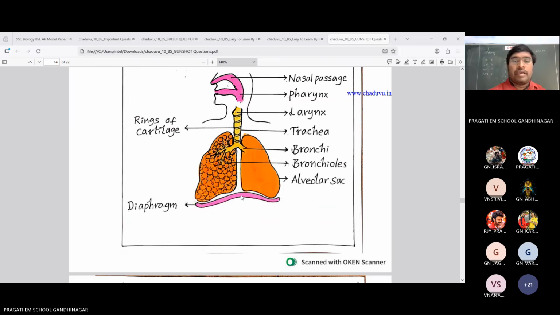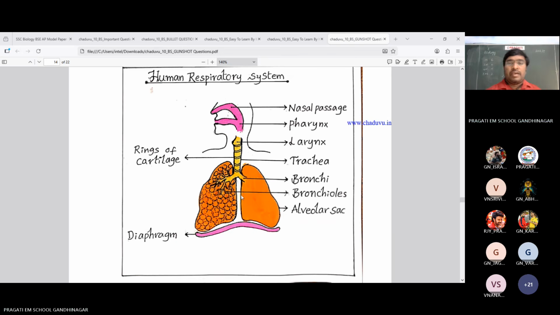Now, the respiratory system. In the respiratory system, the diagram is also very, very important. In some of the papers, they used to ask, explain the human respiratory system. Human respiratory system, along with the diagram, explain the respiration process, children. This is also one of the important questions for 8 marks.